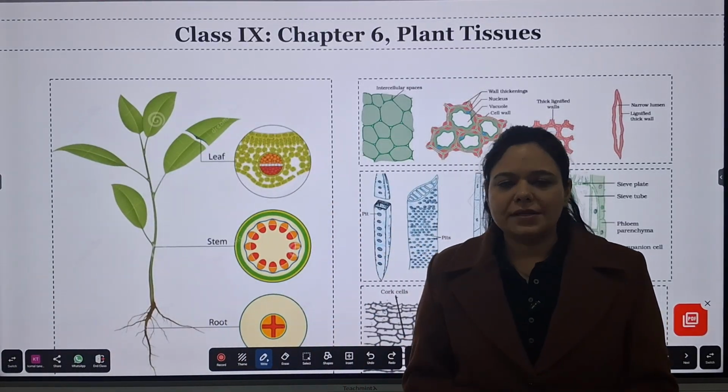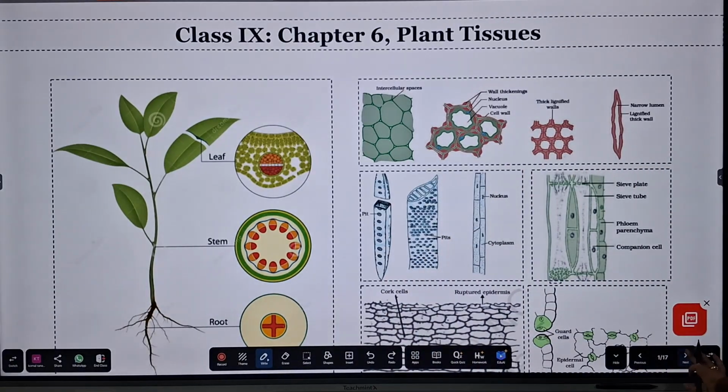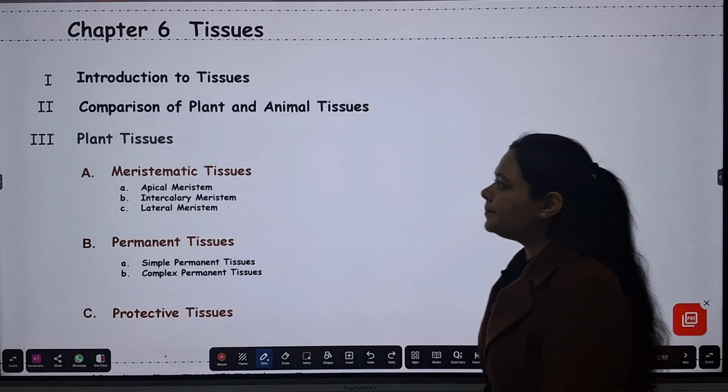Hello everyone. In this session, we will study class 9 chapter tissues. So let's see what all topics we are going to cover in this chapter.